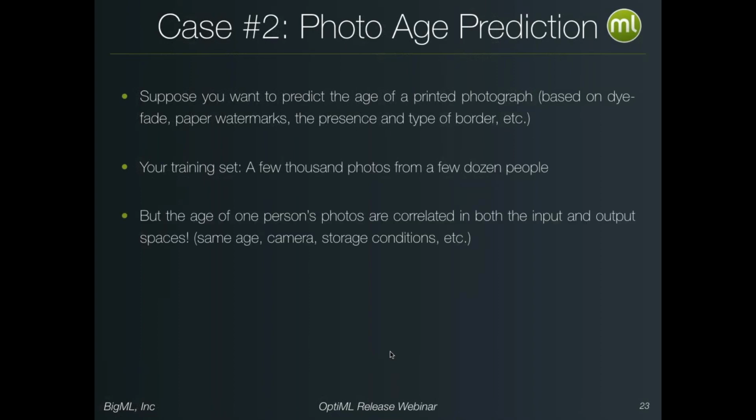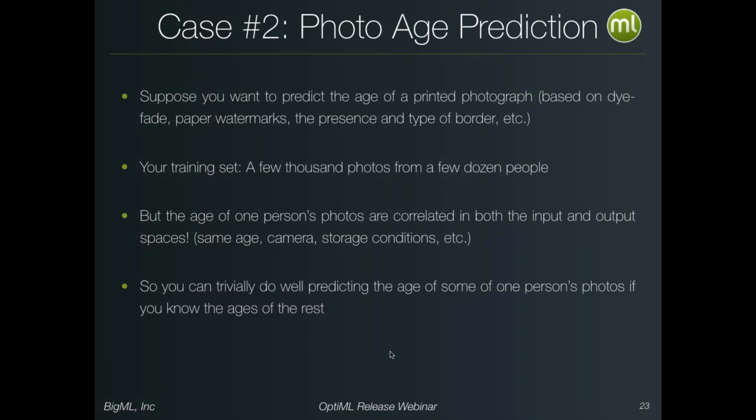So what's the problem you're going to have here? The problem is that the ages of one person's photos are correlated in both the input and the output spaces. Again, because the person is in general the same age from moment to moment. They have the same camera, they're storing their photos in the same way. So if you know how old one of their photos is, or how old, say, 9 of their photos are, you can probably predict the age of the 10th one. Right? Because it will look sort of the same.